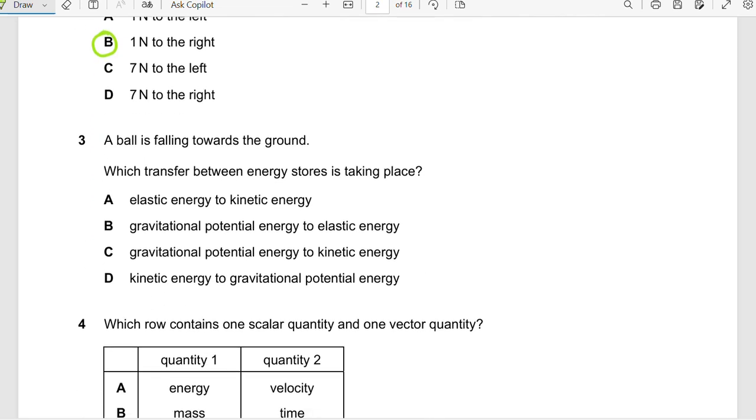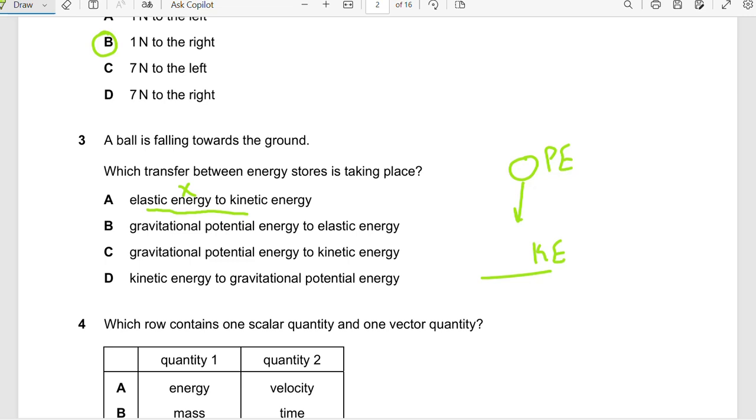In question 3, a ball is falling towards the ground. Which transfer between energy stores is taking place? So this is the ball falling down towards the ground. Okay, we know when it is up here it has potential energy. Okay, when it moves there will be kinetic energy. Okay, in A they say it is elastic energy. There's no elastic energy. Elastic energy will be only with springs or rubber bands. Okay, so A is wrong.